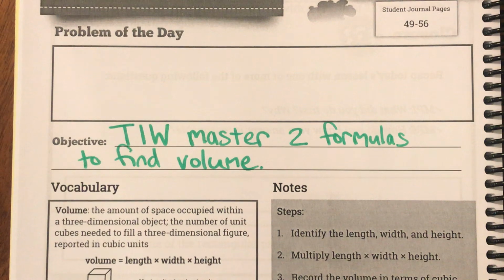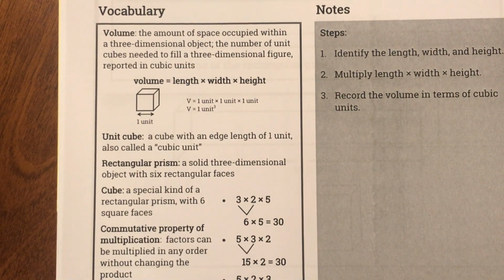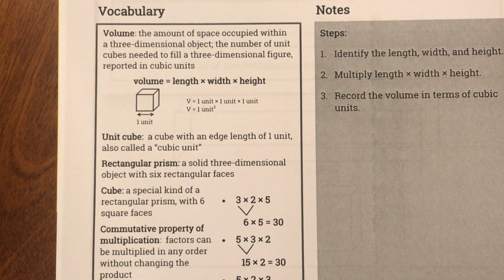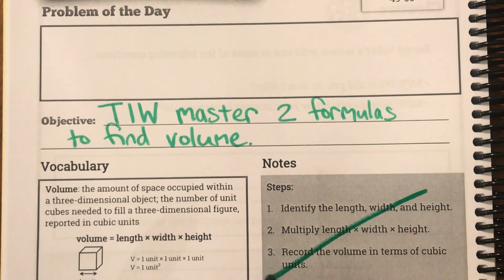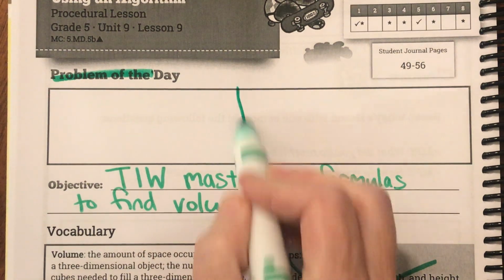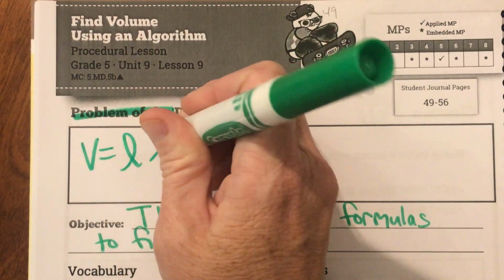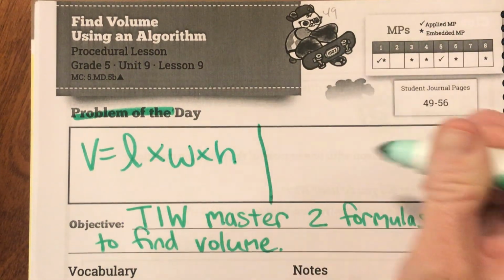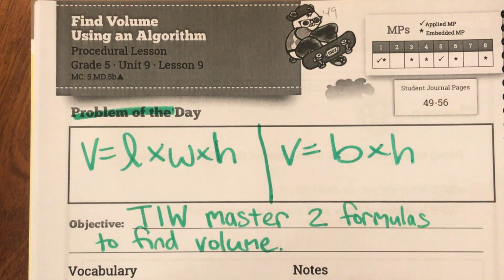Okay, our vocabulary, they added some stuff. We're not going to really worry too much about it because we've been practicing this and we should know what our volume is and our unit cubes. Remember our steps, we haven't been using theirs. We've been focusing on our steps, which is our 2 formulas. So our 2 formulas are volume equals length times width times height, and volume equals base times height. So we're just going to continue what we've been doing and get better and better every day.